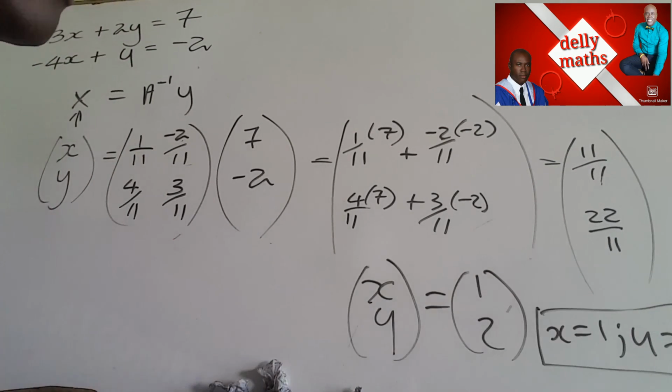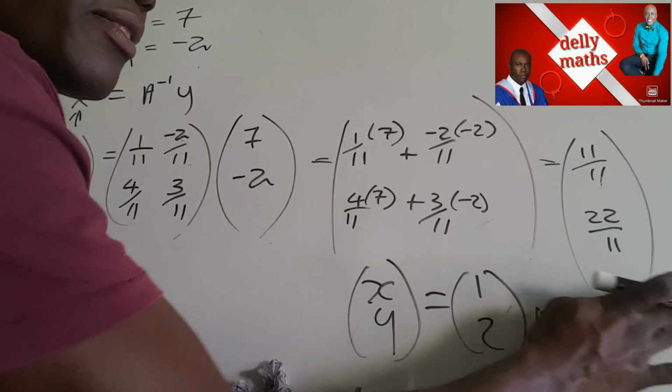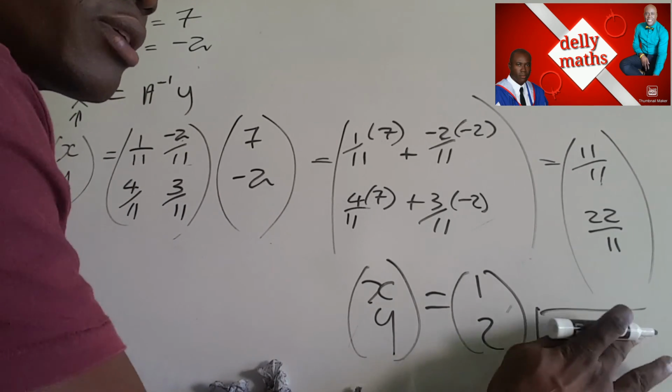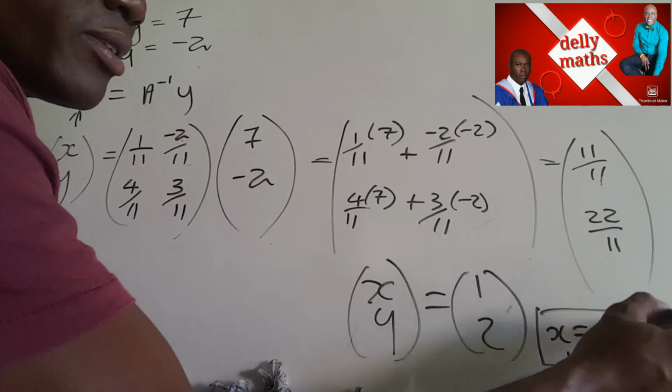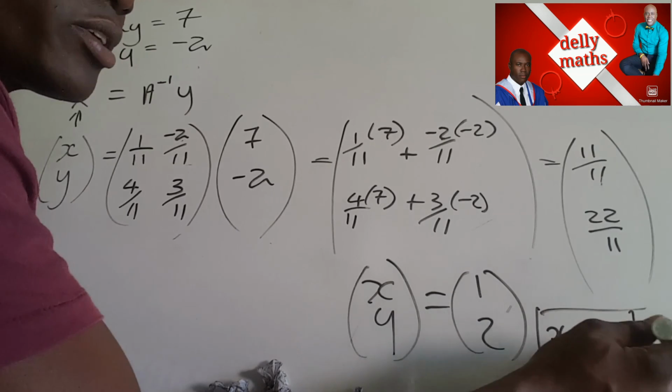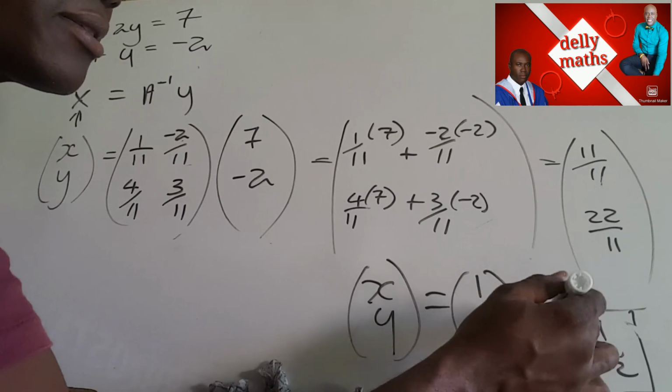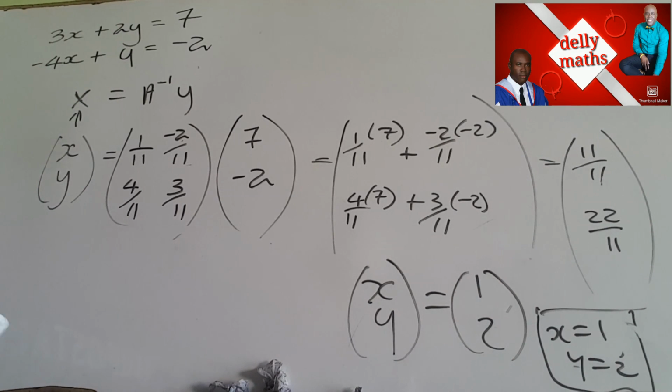So that's using the matrix method to solve the simultaneous equation. All right, using the matrix method. So there are our answers. Those are our answers.